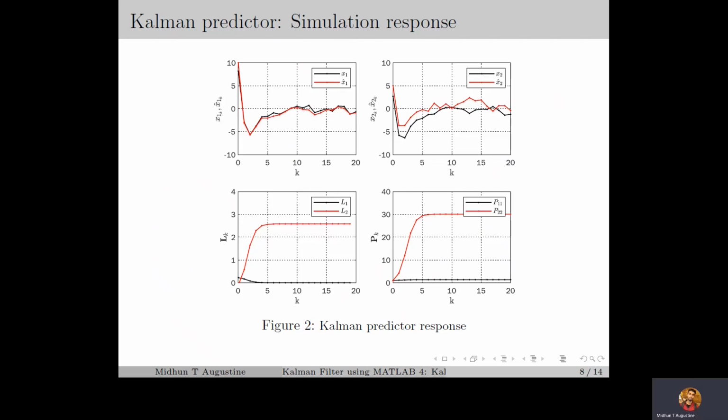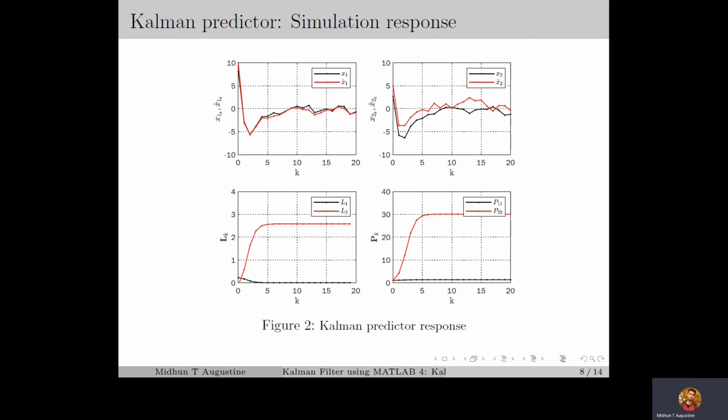Figure 2 shows the plots for the actual states x1k, x2k, the estimated states x1k hat, x2k hat, the elements of the estimator gain matrix Lk, and the diagonal elements of the Riccati matrix Pk. The state response shows that the Kalman predictor estimates the states and there can be some error in estimation.